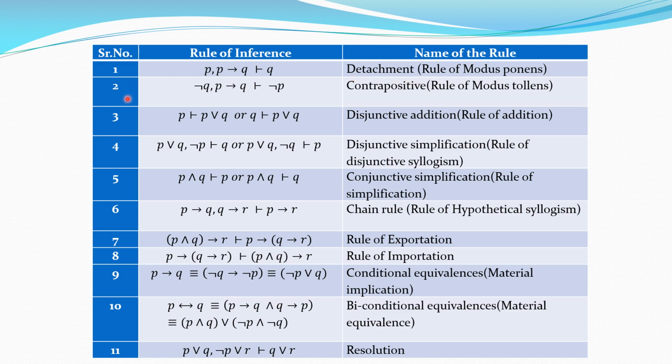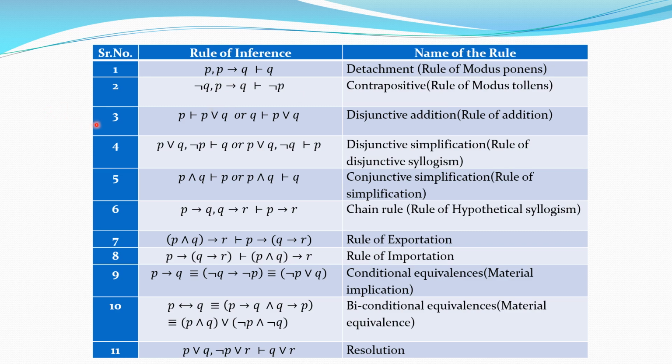Now second is negation Q and P implies Q. If these two premises are there, then from that negation P as a conclusion always holds. It means these are all valid arguments. Whenever the left hand side hypothesis is there, we always get the right side as a conclusion. Now this rule is known as contrapositive or rule of modus tollens.